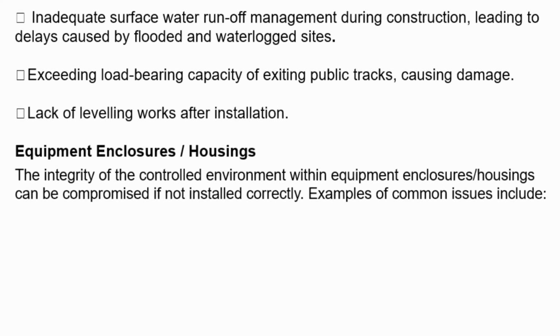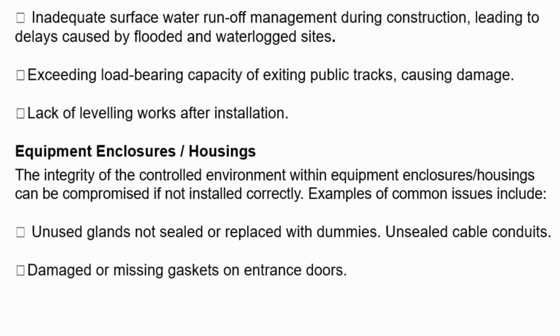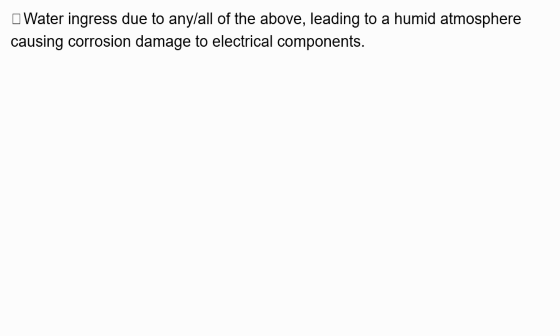The integrity of the controlled environment within equipment, enclosures or housings can be compromised if not installed correctly. Common issues include unused glands not sealed or replaced with dummies, unsealable cable conduits, damaged or missing gaskets on entrance doors, unsealable cable trenches leading to the inverter housing, so the inverter can even be flooded. Water ingress due to any or all of the above leads to a humid atmosphere causing corrosion damage to electrical components.